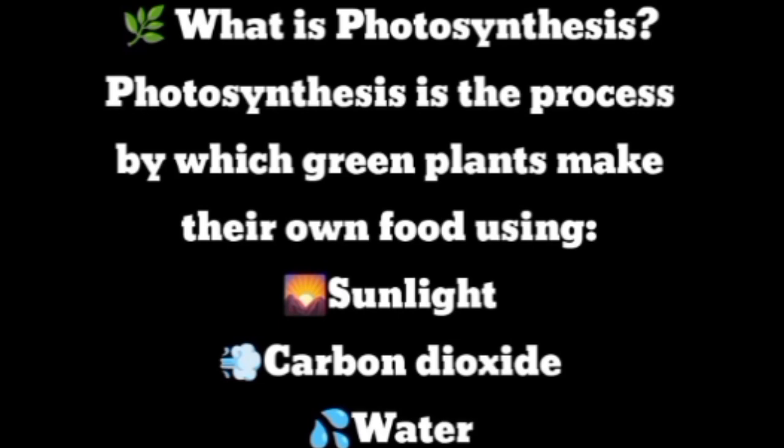What is photosynthesis? Photosynthesis is the process by which green plants make their food by using sunlight, carbon dioxide and water. And this process occurs in the leaves of plants. Plants have a special chemical called chlorophyll, and that chlorophyll is present in the chloroplast. Here plants combine sunlight, carbon dioxide and water and make food for themselves and also for all other living organisms.